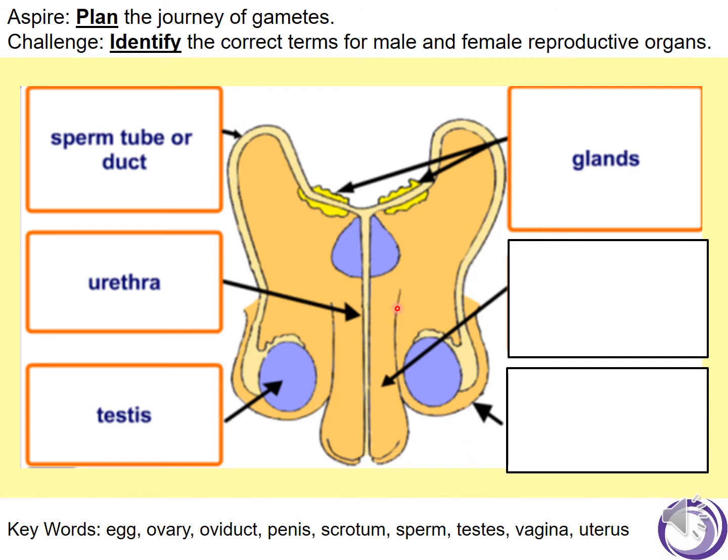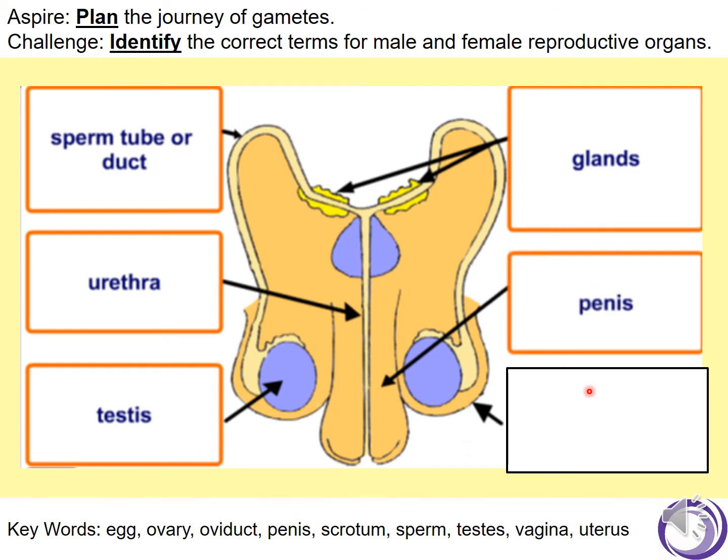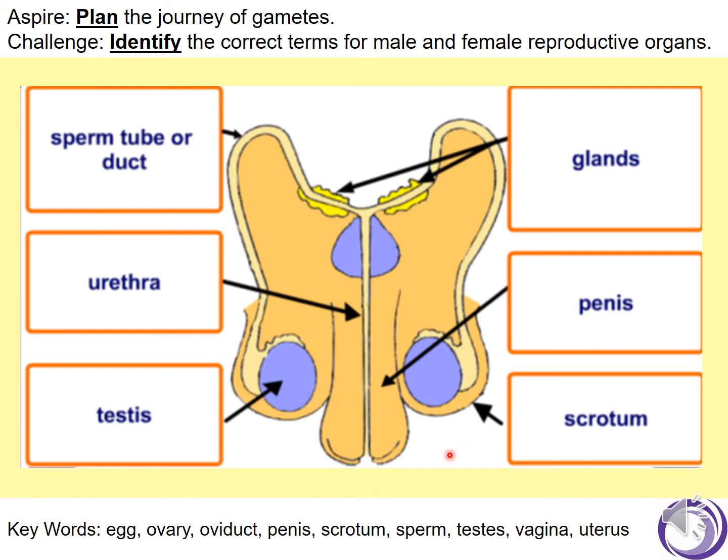Now the urethra runs down the center of the penis. It carries both urine and semen. There's the penis labeled, and then finally we have the sac made of skin that holds the testes, which can't be as warm as the human body because the sperm is damaged by that, so they're held outside the body, and that particular part of the reproductive system is called the scrotum.